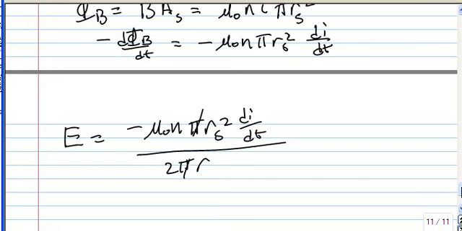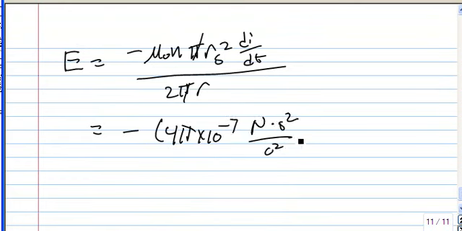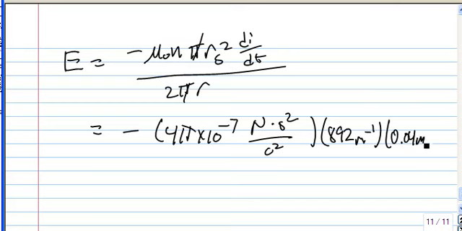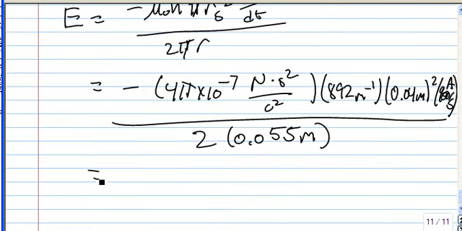Okay, we can cancel out the π's, and we can put in the numbers. We know μ0 is a constant, 4π times 10 to the minus 7 newtons second squared per coulomb squared. We know that the number of turns per meter is given as 892 per meter. The radius of the solenoid was given as 4 centimeters, or 0.04 meters. And the current change is 900 amps per second. All this is put over 2 times the observation distance, which was 5.5 centimeters, or 0.055 meters. Okay, we can multiply all these terms together to calculate the E field.